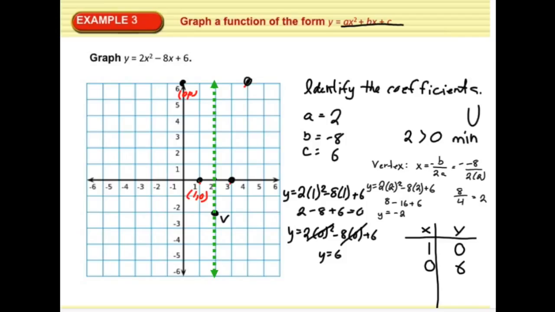Once you have 5 points, you can go ahead and connect them. Remember, a parabola is not linear. It's not a straight line. So you are absolutely not going to take a line and connect those dots into a V. It's not going to work, and it's incorrect. Parabolas do have a natural curve to them, so you are going to have either this U shape or an upside down U shape.